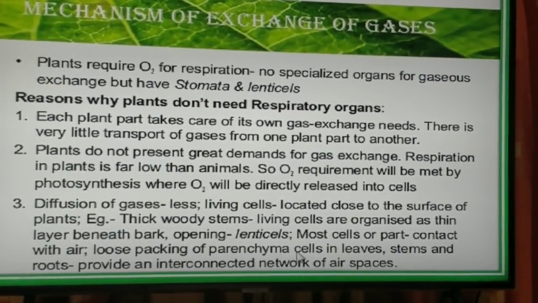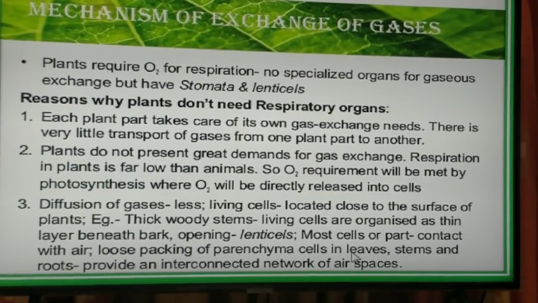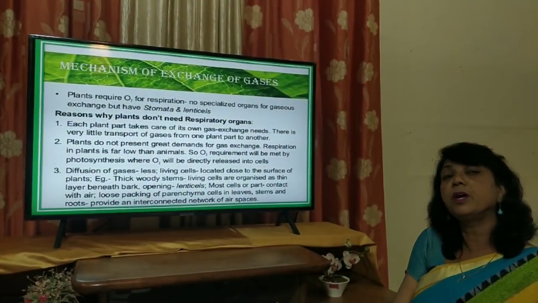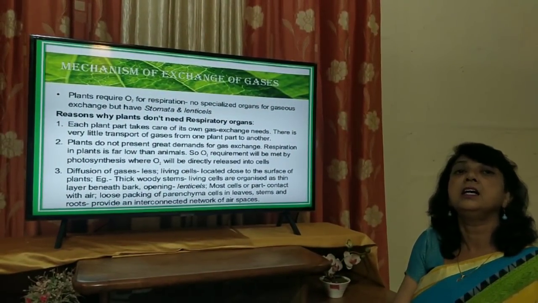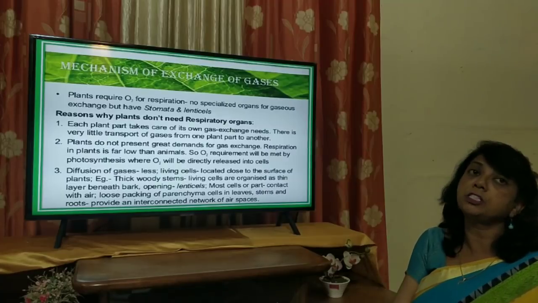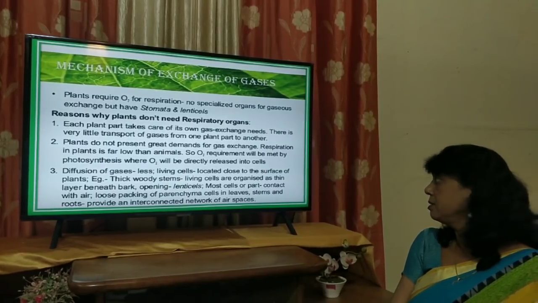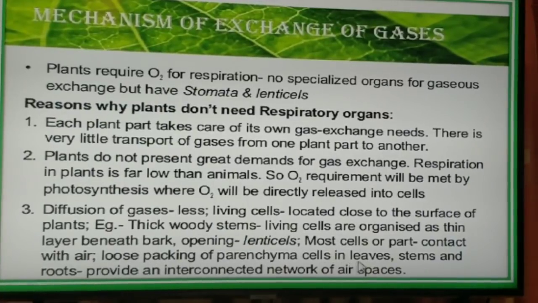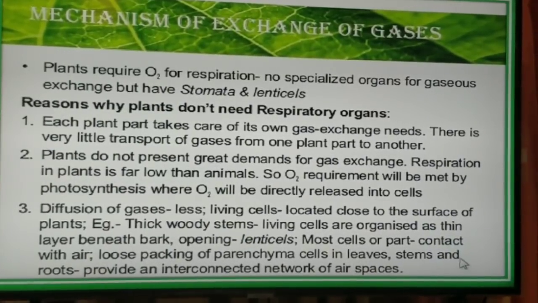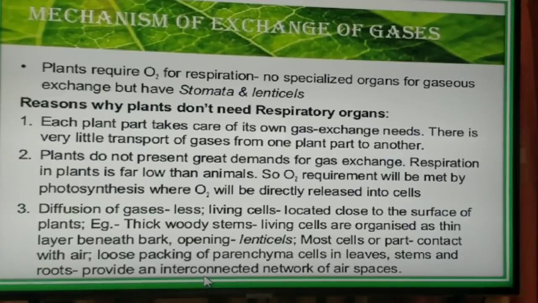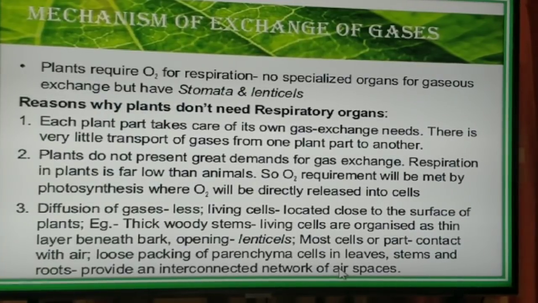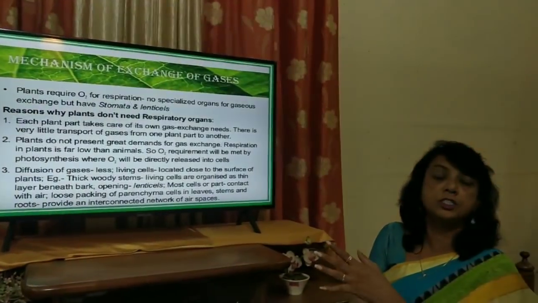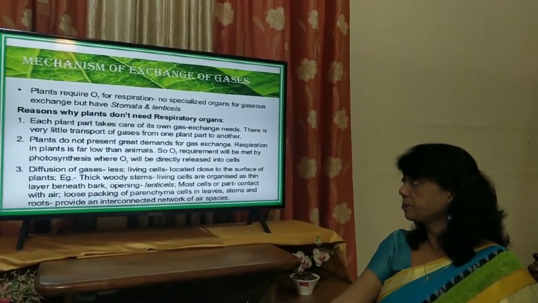Loose packing of parenchyma cells in leaves. We have already studied the internal structure of the leaf, where we have seen that the palisade parenchyma and the spongy parenchyma are loosely packed and in contact with air. So, loose packing of parenchyma cells in leaves, stems and roots provides an interconnected network of air spaces where oxygen moves in.